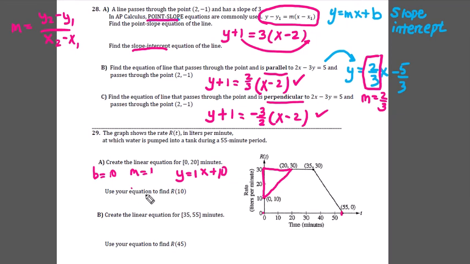Then it says use your equation to find r of 10. So all you would have to do here is plug in 10 for the x right here. So it'd just be 10 times 1 plus 10, or r of 10 would equal 20. And that would be liters per minute.